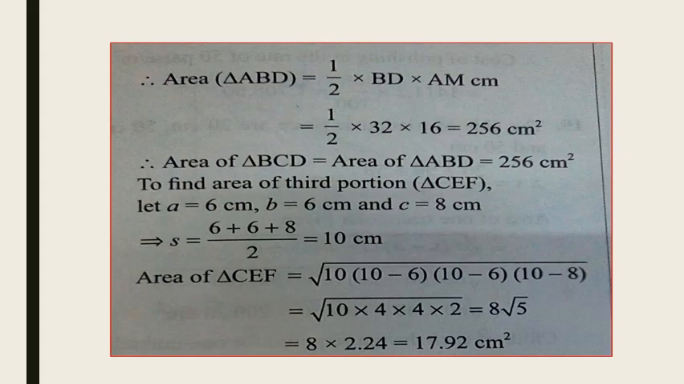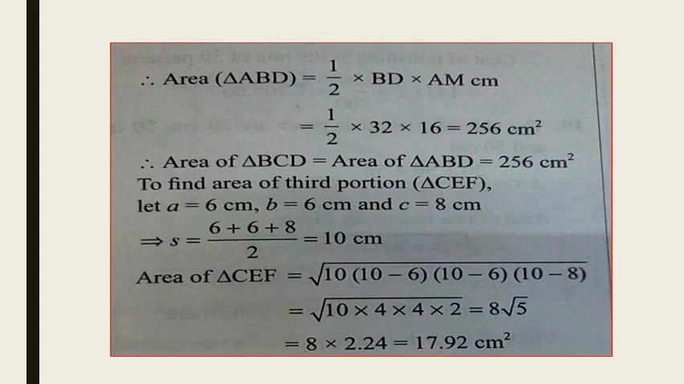Here a is equal to 6, b is equal to 6 and c is equal to 8. Here the sides are given, so we can find the area by using Heron's formula. So S is equal to (a plus b plus c) by 2, that is (6 plus 6 plus 8) divided by 2. So that is 20 by 2 is equal to 10 centimeter. Now we can find the area of the triangle CEF. The square root of 10 into (10 minus 6) into (10 minus 6) into (10 minus 8). So in the next step, we get 10 into 4 into 4 into 2.